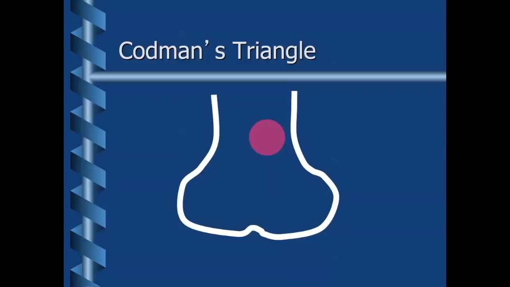So Codman's triangle, just the diagrammatic representation. We can see the lesion being set up there and pushing, and basically the periosteum breaks, but it's still attached at one end, so it just gets pushed up into a triangular shape indicated there.